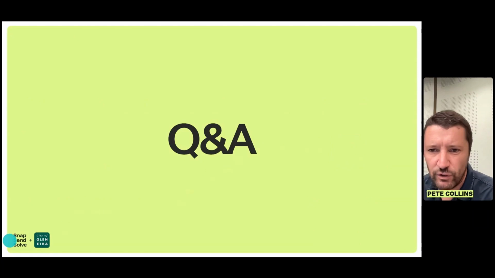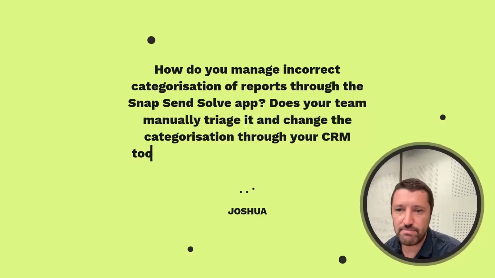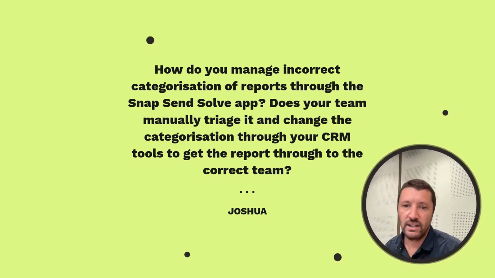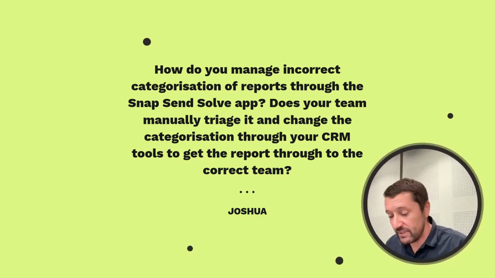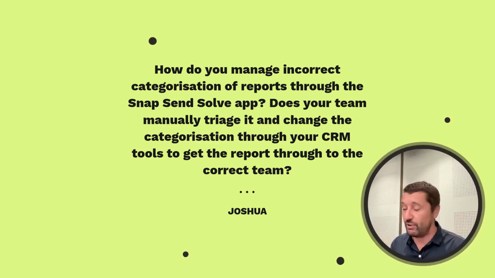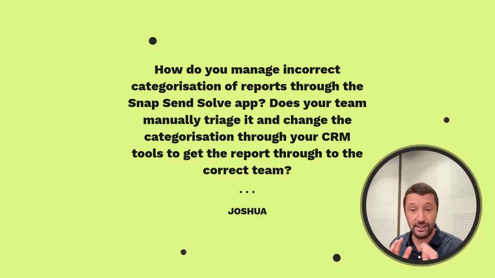So I'm going to start off by asking a question from Joshua. How do you manage incorrect categorization of reports through the Snaps and Solve app? Does your team manually triage it and change the categorization through your CRM tools to get the report through to the correct team? Thanks, Joshua. Look, great question. So yeah, as a team, we do lots of ride-alongs with customers. If you're interested in doing a ride-along where we can come and sit with your customer service team and really learn about how triaging works for you, we would love to do that.